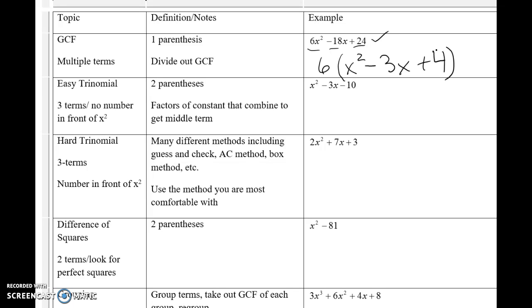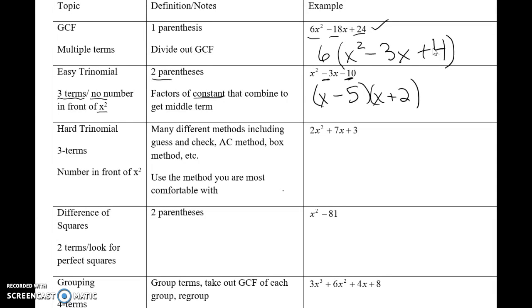The next topic, an easy trinomial. You'll notice that we're going to have 3 terms and no number in front of x squared. That's what makes it easy. So what you're going to do is start by making 2 sets of parentheses. In the front, x times x will make x squared. Now we're going to look at factors of the constant 10 that combine to give us the middle term negative 3. So factors of 10: 1 and 10, or 2 and 5. I'm going to use 2 and 5. If I make the 5 negative and add 2 to it, I will be left with negative 3 in my middle term. Again, you could FOIL this out or just distribute to check that this will be correct.